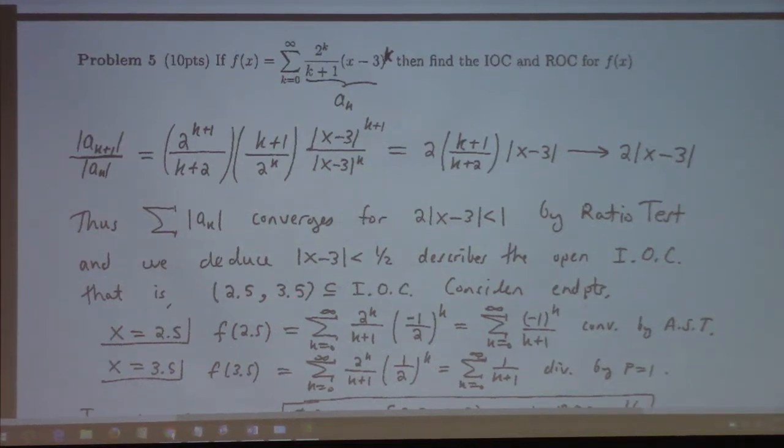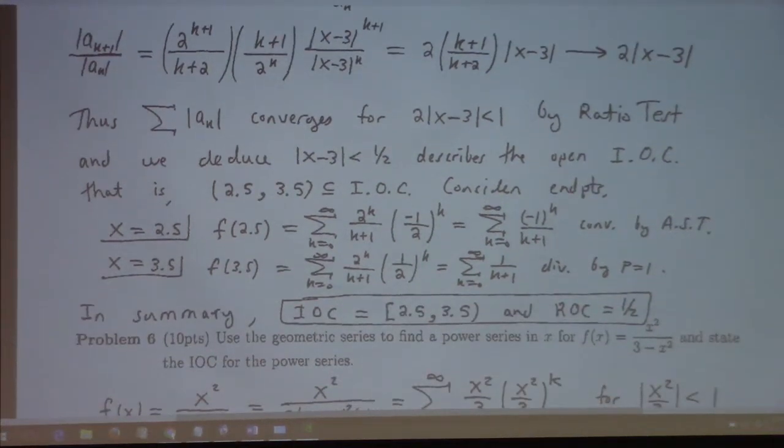We have to check the endpoints, all right? So the one endpoint is an alternating series. The other one is a harmonic series. We get this one, we lose that one. So in short, the interval of convergence is 2.5 included, 3.5 excluded. All right, and any questions about this?